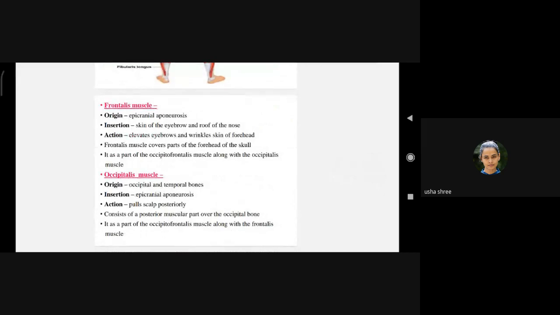You will take us through all those muscle groups, is it, ma'am? No, not all of those. Only some important muscles and some important groups we will discuss.